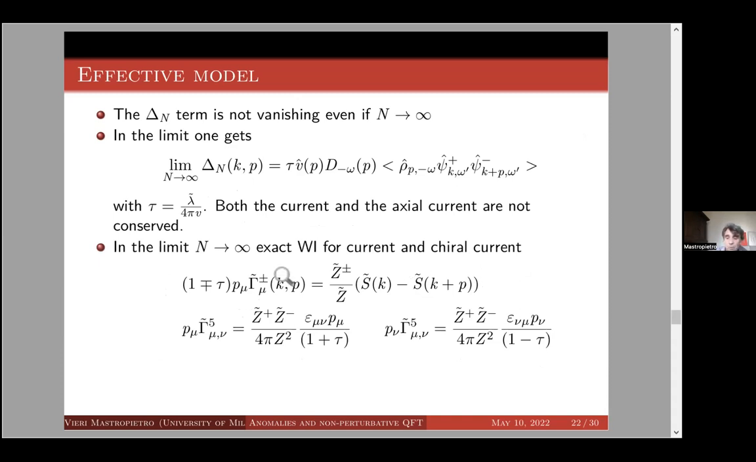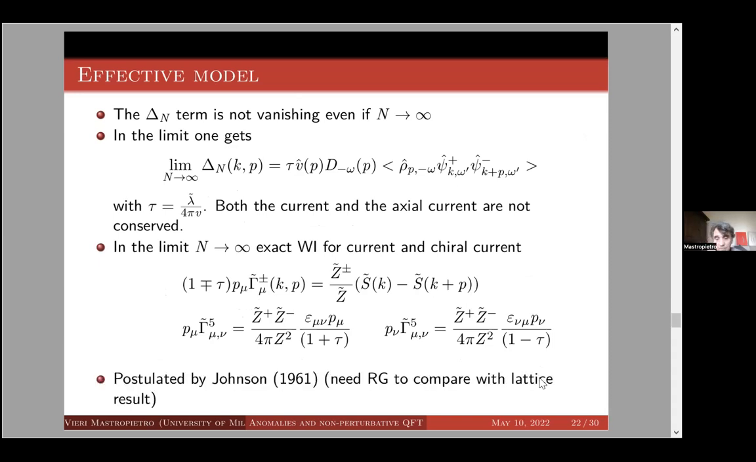These were even postulated by Johnson in 61 for the Thirring model. You see, if you have exactly conservation of current, this tau would be 1, and this would be 0. This one would be 0 because it would be the conservation of the current. Instead, you get formulas like that. Okay, so you can compute exactly in the limit the Ward identities, and they are different. But now the good point is that this tau has a simple form, is linear in this lambda tilde. So now we have some information and you can close the equation.